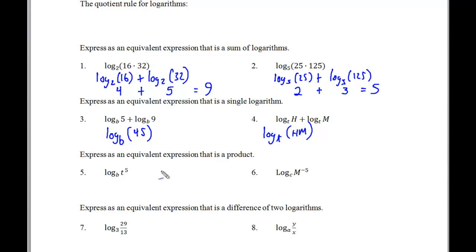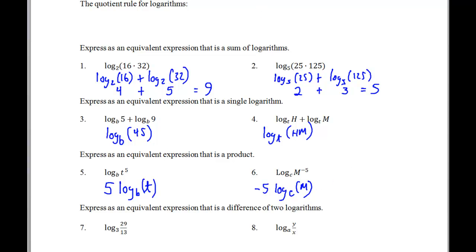In problems 5 and 6 we're going to rewrite this equivalent expression that's a product instead of an exponent here. So I'm going to move the 5 out front because we can take the exponent according to our second rule up there, the power rule. We can take this 5 and move it out to the front. So this is 5 log base b of t, and this is going to be negative 5 log base c of m.